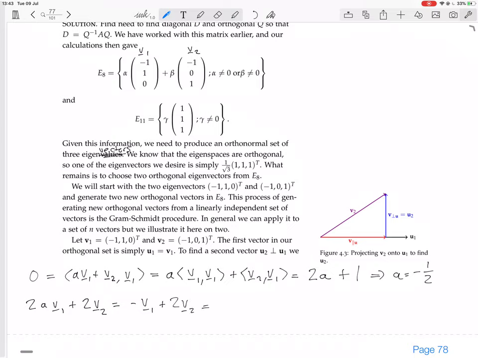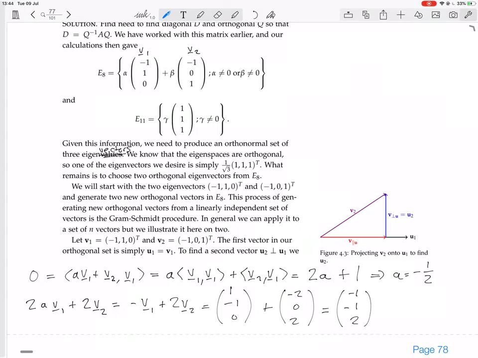So we have minus v1, that's going to be 1, minus 1, 0, and then we have 2v2, so that'll be minus 2, 0, 2. You add those, what do you get? You get minus 1, minus 1, 2.